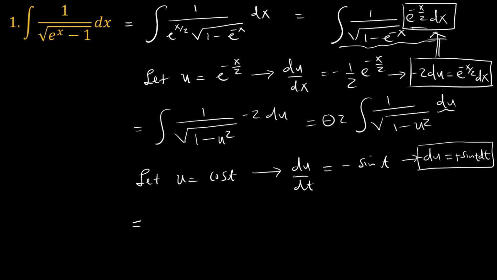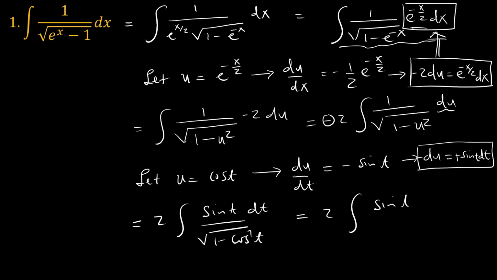So our problem in the t domain becomes 2 times the integral of sine t dt over the square root of 1 minus cosine squared t, which is the same as 2 sine t over sine t, since the square root of 1 minus cosine squared t is sine t. And so we have 2 times the integral of 1, which is the same as 2t plus c.